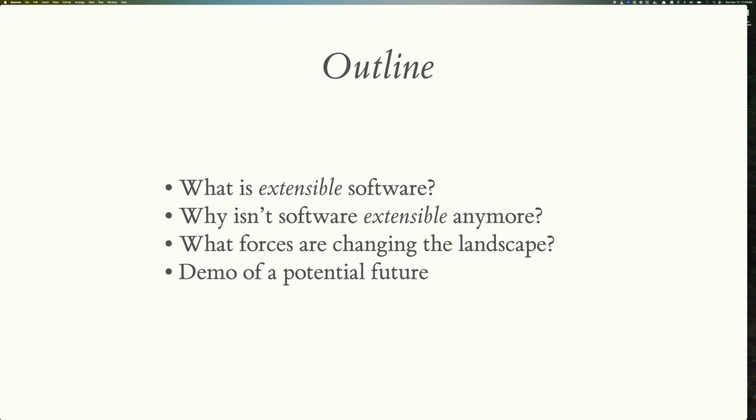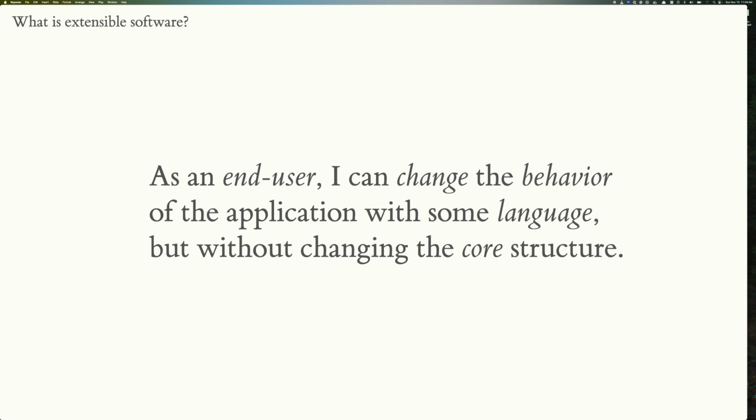Quick outline. We're going to talk about what is extensible software. It's going to be important for us to have the same definition that I have about what extensible software is. It's kind of a muddy term, so we're going to harden that. We're going to talk about why software isn't extensible anymore, and you're going to notice why that is the case, and we're going to dig into why, and we're going to talk about the forces that are changing how that problem and where things are going. I'm going to demo a potential future that I think is coming out of this.